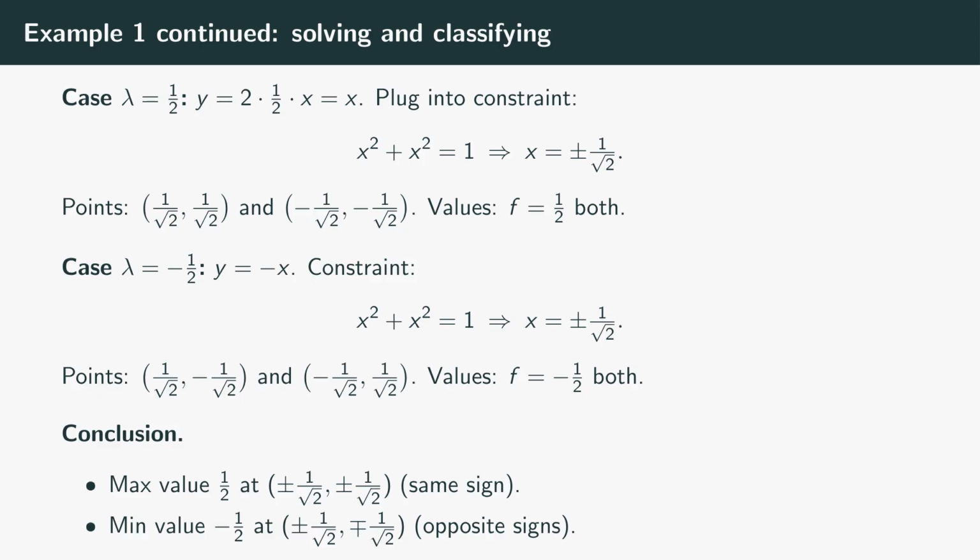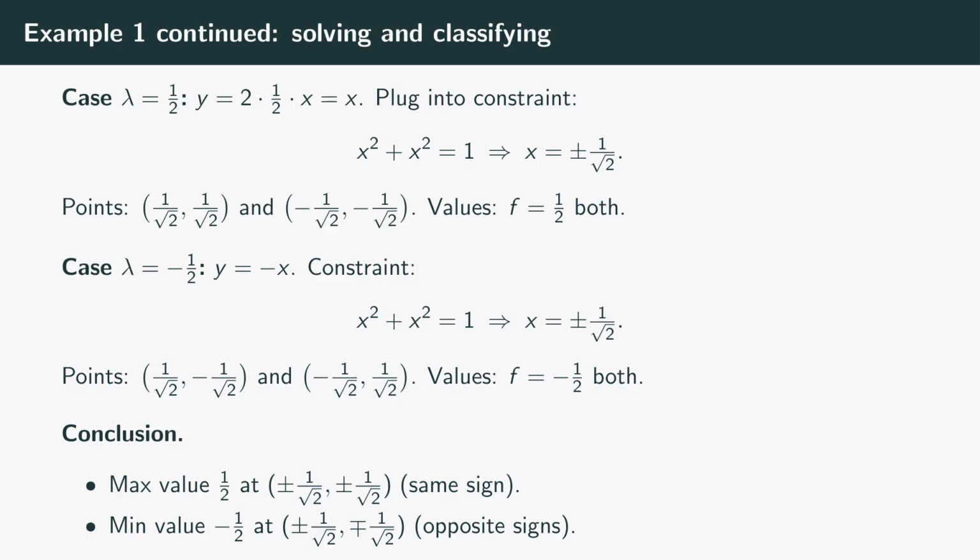Now solve both cases. Case 1, lambda equals 1/2. The equation y equals 2 lambda x becomes y equals x. Plug y equals x into the constraint x squared plus y squared equals 1, and we get 2x squared equals 1, so x equals plus or minus 1 over the square root of 2. The two candidate points are (1 over root 2, 1 over root 2) and (negative 1 over root 2, negative 1 over root 2). At both points, f equals xy equals 1/2.